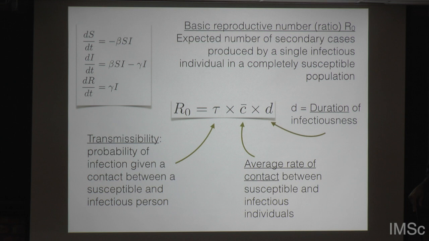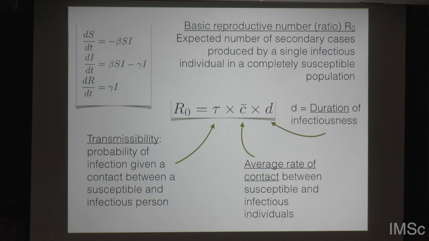First of all, how long you remain infectious has to go into R0. The longer you remain infectious, the more people you can infect. If you're infectious only for one day, the number of people you meet in that day is an upper limit to the number of people you can actually infect.